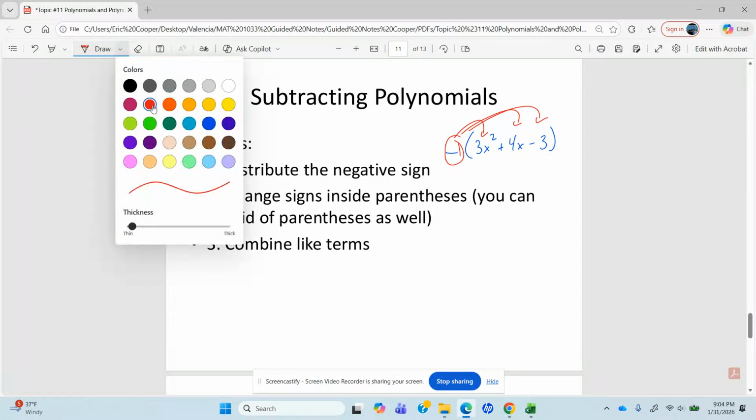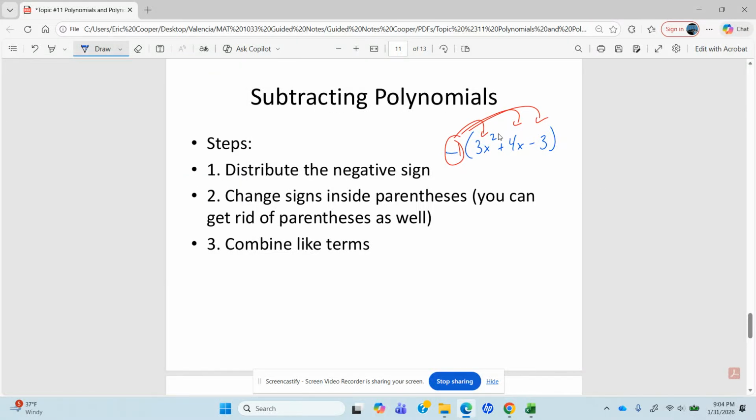And anytime you multiply by 1, it just keeps everything the same. So when you multiply by negative 1, it's really just going to go through and flip all of the signs. All the coefficients and the variables will stay the same. We'll just go through. The positive 3x squared became a negative, the positive 4x became a negative, and the negative 3 became a positive. Once we do that, we go back to what we were doing with adding like terms. We'll just combine everything that has like terms to get our correct answer.